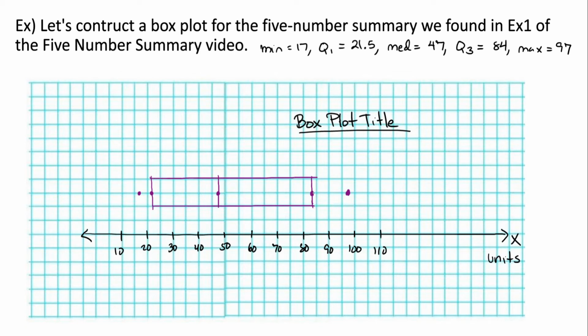Then we would draw the whiskers, so we connect Q3 to the max, and we connect the minimum to Q1. So this would be the box plot for this data. We could also further label it like this. And we could say we have our max here, that's 97, just in case that wasn't clear. Q3 is equal to 84, median is 47, Q1 is 21.5, and minimum is 17.